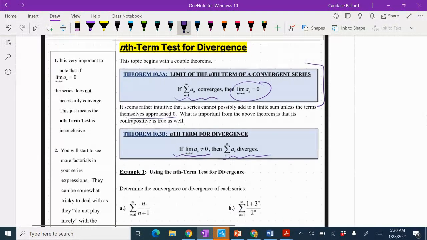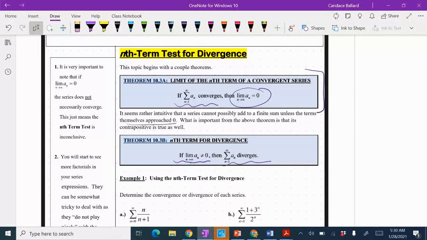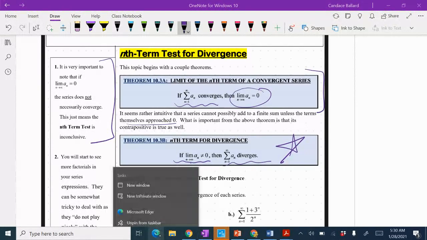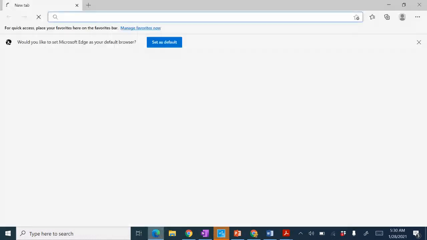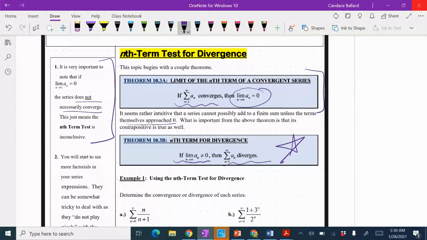There's a few things though that we can't determine from this. So this is the nth term test for divergence that we're going to be using. So look over here at the note on the left hand side. It is important to note that if the limit of a sub n is equal to 0, the series does not necessarily converge. It just means that the nth term test is inconclusive and we'll have to use one of our other tests. So for today, it's inconclusive until we have more tests, okay?